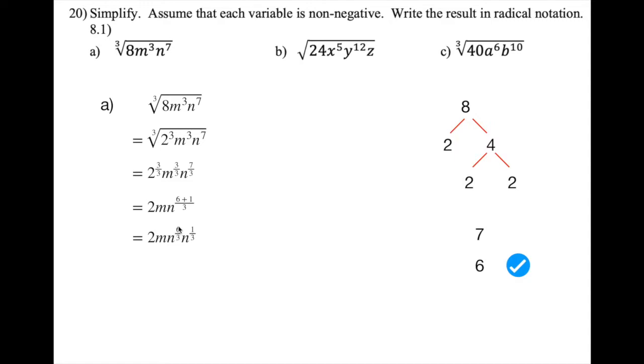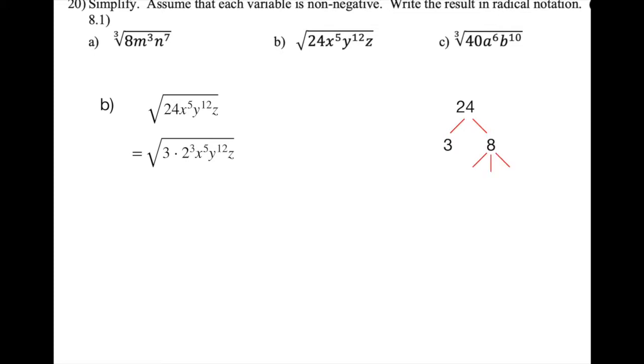So it will be n raised to the power of 6 over 3 times n raised to the power of 1/3. 6 over 3 is good because it's the integer 2. So in the front, we will have 2mn raised to the power of 2, and then n raised to the power of 1/3, which is exactly the cube root of n. This is a simplified version of this initial expression.